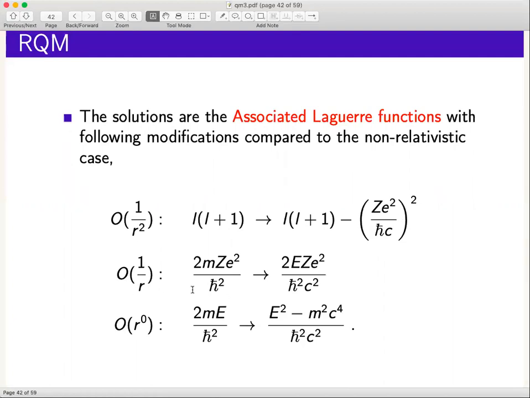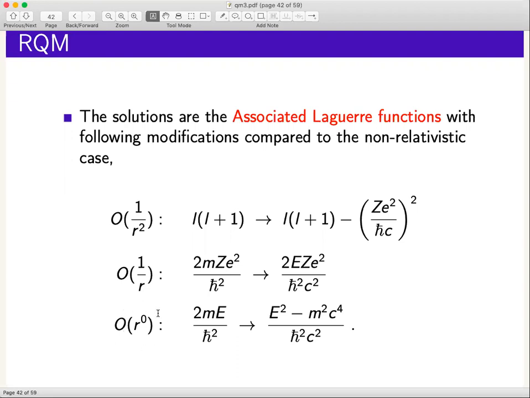The 1 over r term is, in the non-relativistic case, 2m Z squared upon h bar squared, but in the relativistic case it gets replaced by 2E Z squared upon h bar squared c squared. Now you would see that in the non-relativistic limit, if you substitute E equal to mc squared, this formula is essentially the same. But here in the relativistic case, what appears is really the total energy and not just the mass.